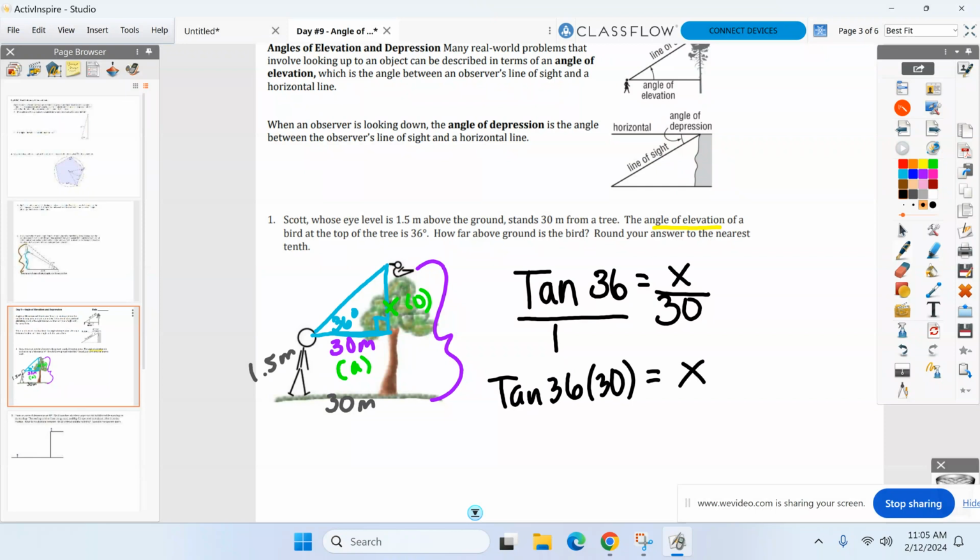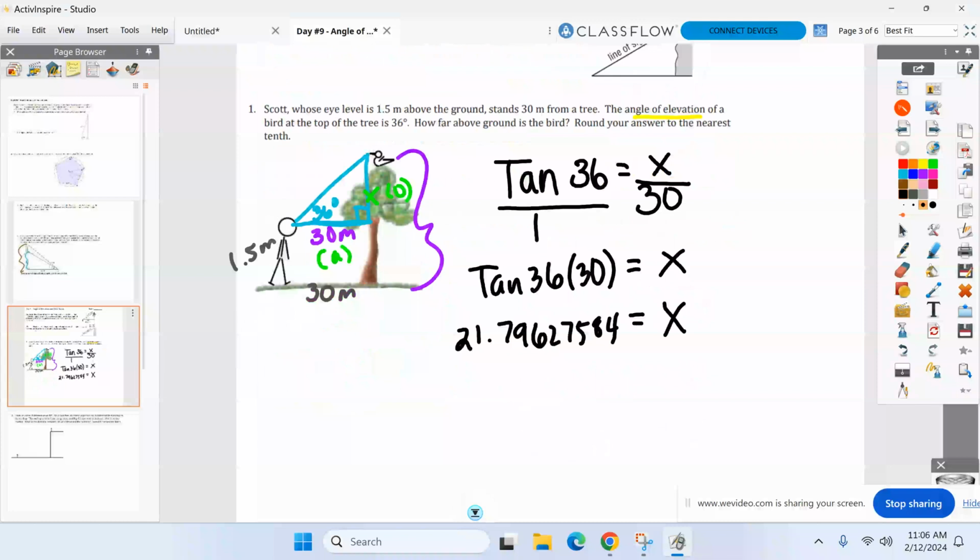Is this going to be my final answer? No. Why am I asking you that? What are we not doing here at this point in the problem? Rounding, correct. We are not rounding this right now. We're going to write it all out. And then we can add our 1.5 to the non-rounded answer.